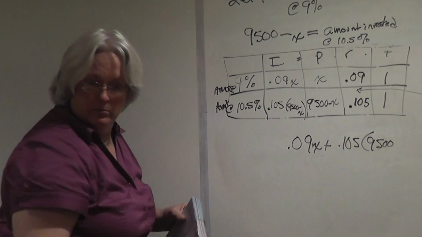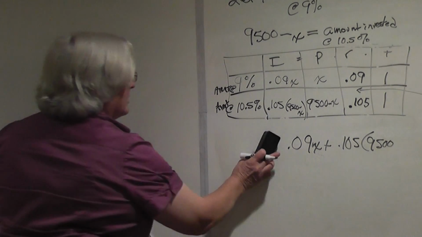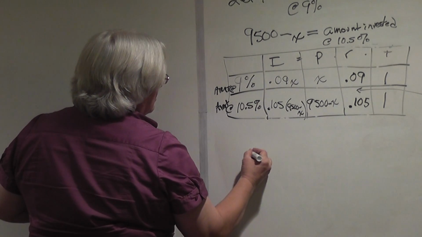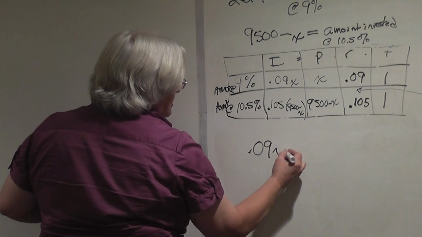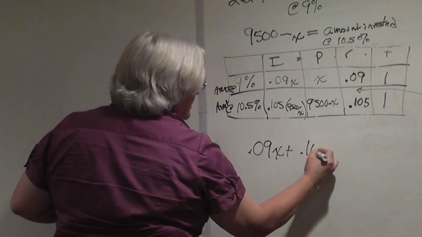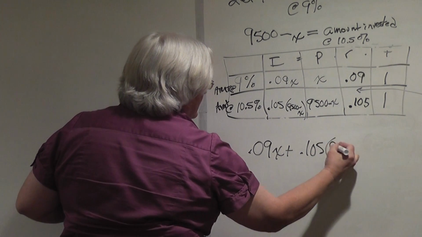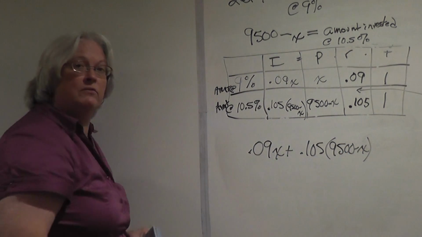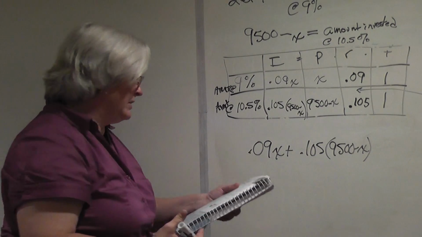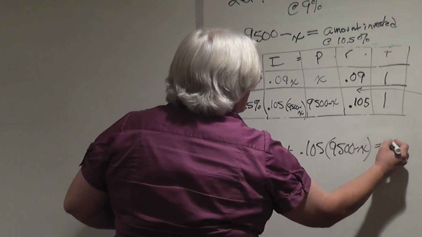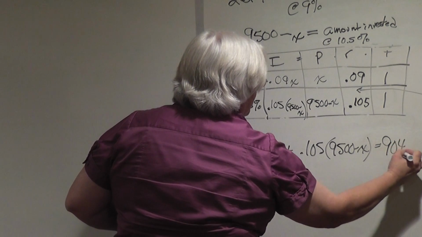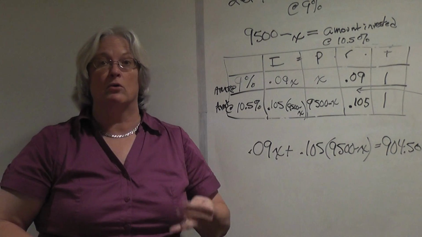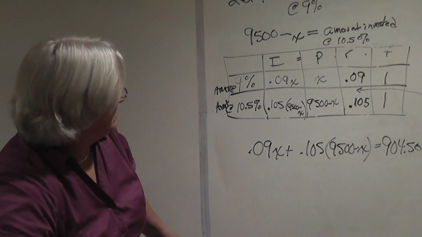9,500, I'm going to go ahead and move this over. Looks like my camera got knocked. The interest that he earned at 9% plus the interest that he earned at 10.5% is equal to the total amount of interest he earned, I believe $904.50, is equal to 904.50. Now I'm going to do what they call clearing the equation of decimals.